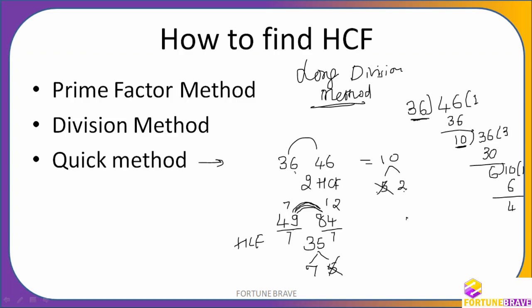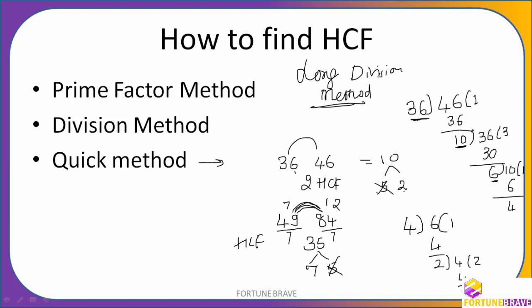Again I'll do it here. 4 will be the divisor and I will divide 6 by 4. 4 goes into 6 once, so what will remain here? 2. Now I will take this as the dividend and divide it by 2. 2 goes into 4 twice, so you get a 0.